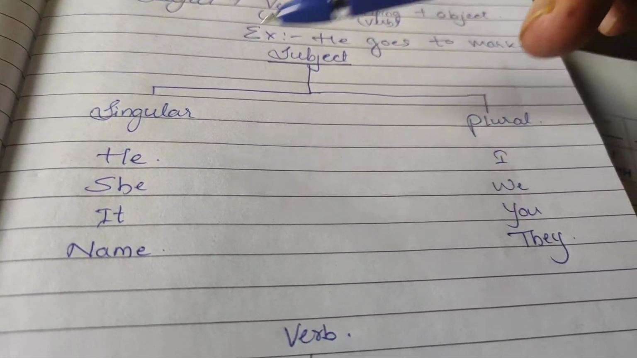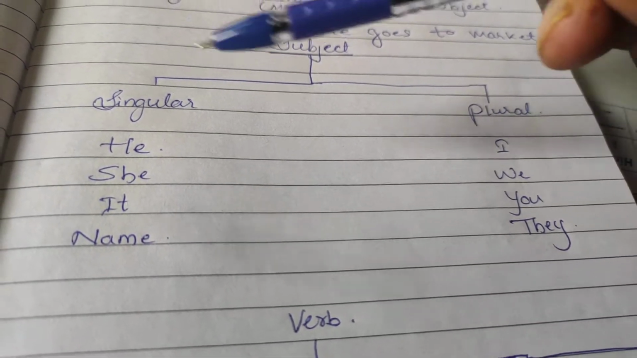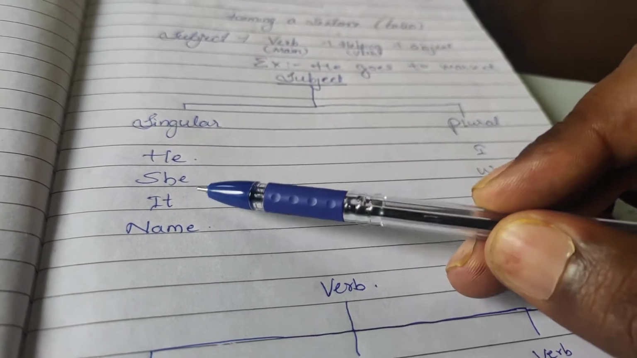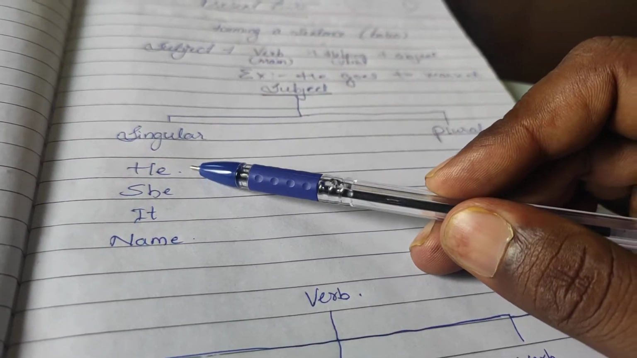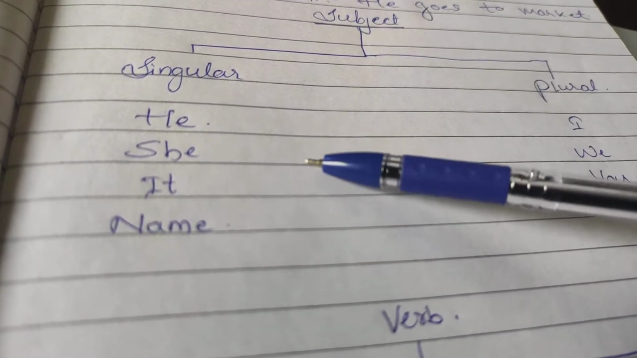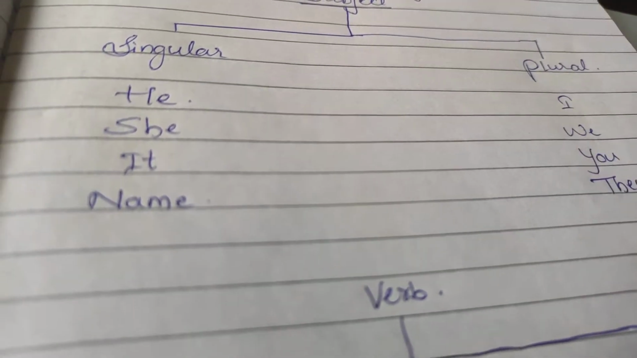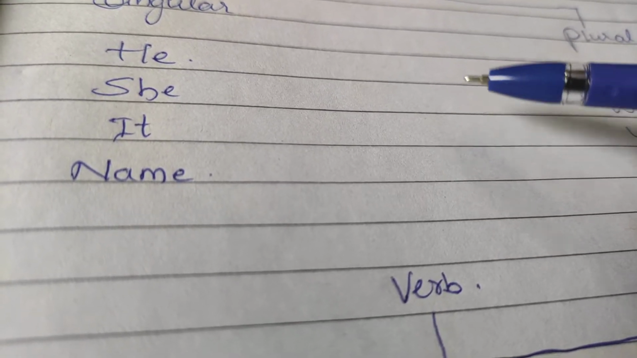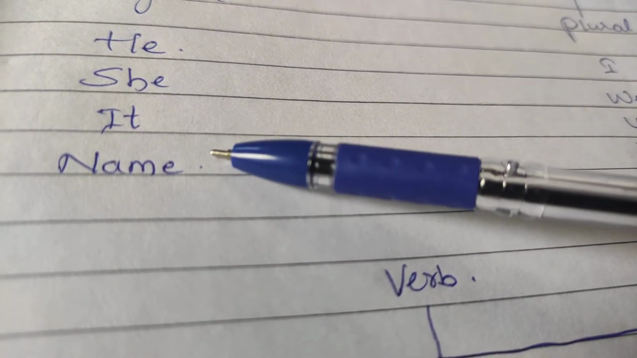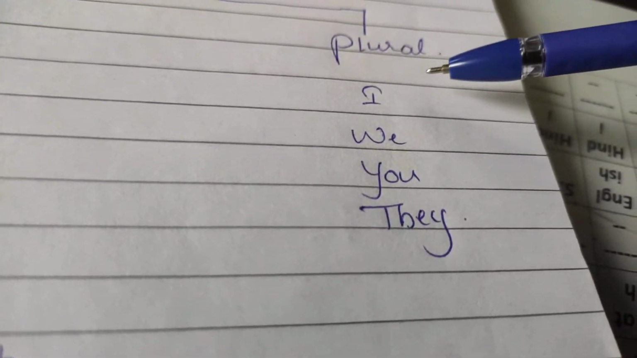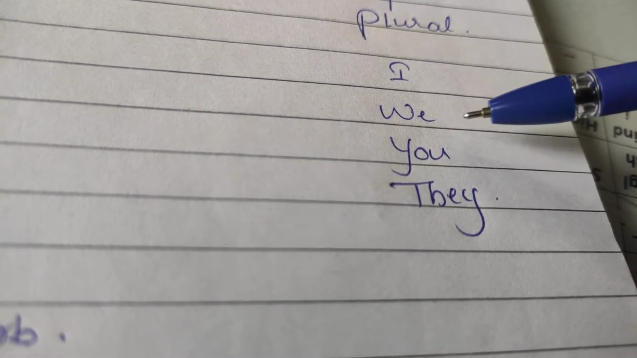So a subject could be of 2 types, either singular or plural. In singular, you write the subjects he, she, it and name. He for a masculine gender or for a boy, she for a feminine gender, it for non-living objects or for animals, since we don't know their gender specifically, and name could be the name of anyone like Abhay, Uday, Rashmi, whatever it is. And coming on to plural, there are again 4: I, we, you, they.